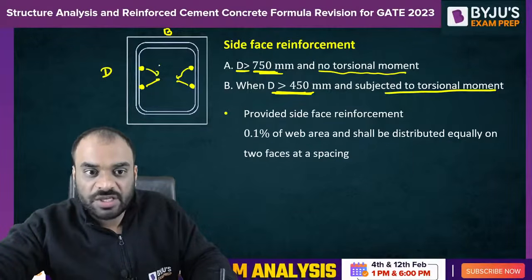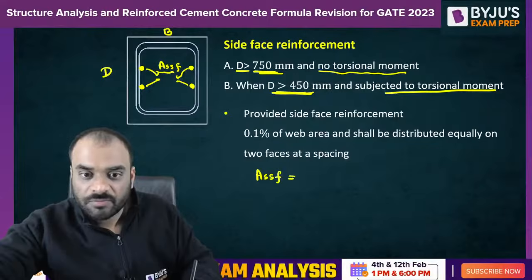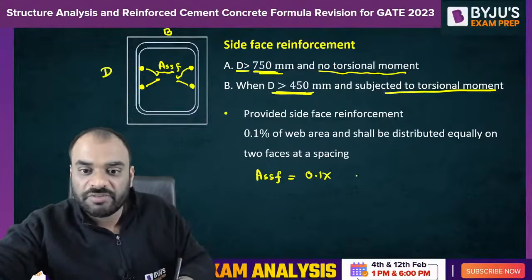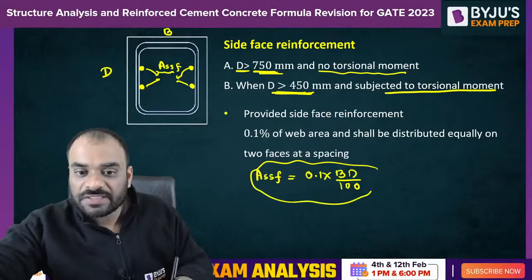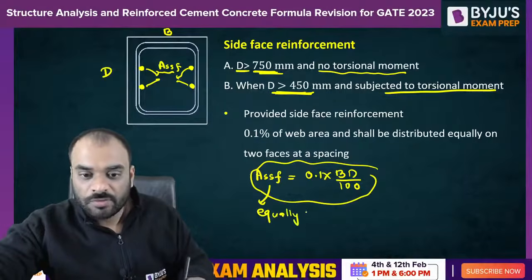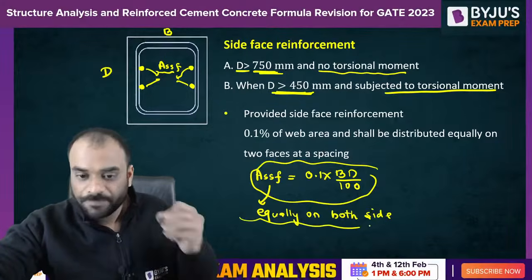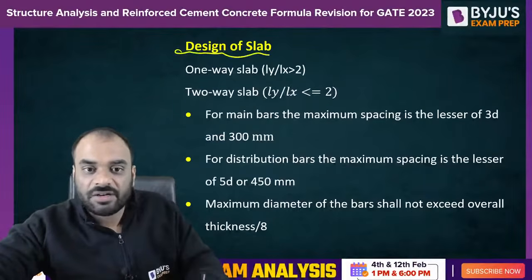So what should be the area of side face reinforcement? The area of side face reinforcement is 0.1% of web area. Web area means B into D divided by 100. And you need to provide this area equally on both sides. On both the sides, you need to provide it equally. Crystal clear? Okay.